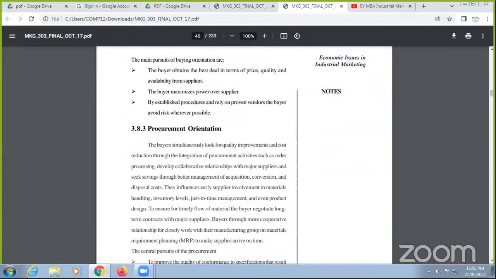The main pursuits of buying orientation: first, the buyer obtains the best deal in terms of price, quality, and availability from suppliers. Second, the buyers maximize power over suppliers. And third, the buyers rely on established and proven vendors. The buyers avoid risks wherever possible.